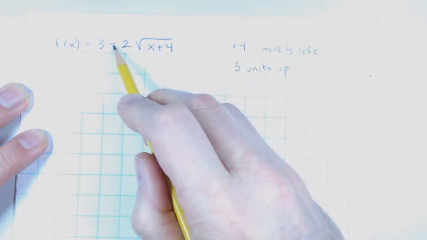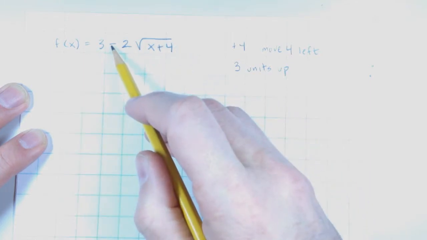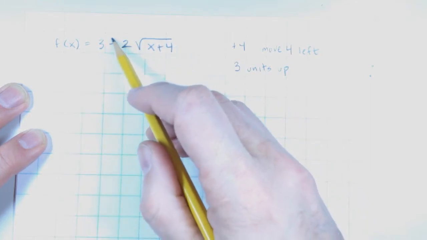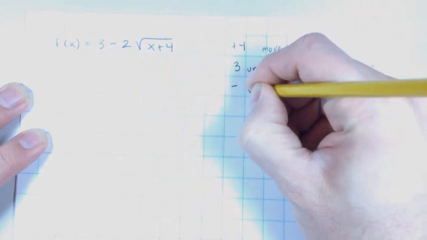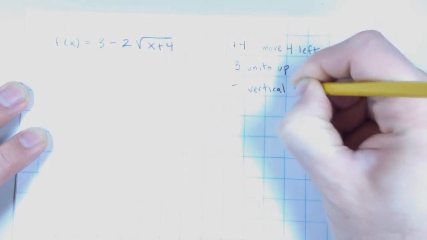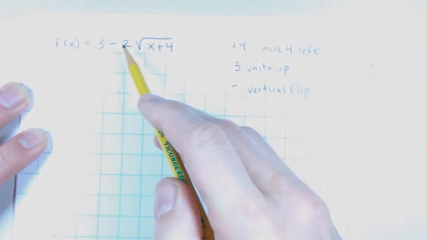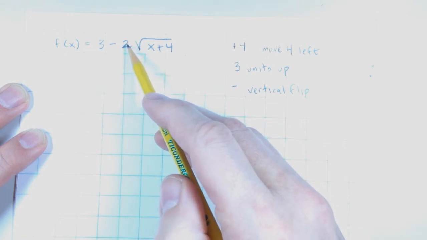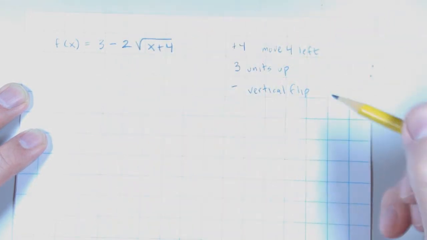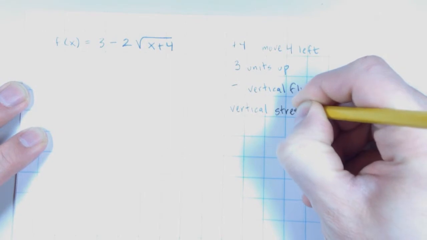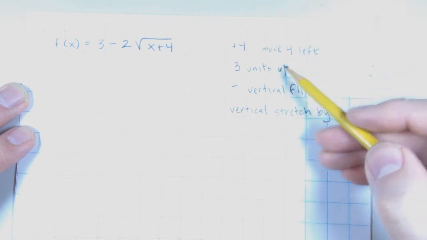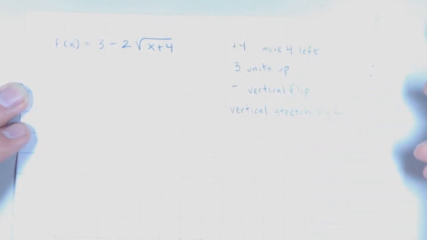The negative that's here in front of the function is going to flip the function upside down. So whenever you have a negative that's impacting the function on the outside of the function, it flips it vertically. So the negative is going to be a vertical flip. And the 2 is going to affect it vertically as well. It's going to be a vertical stretch. So these are the 4 transformations that are going to happen to this graph.